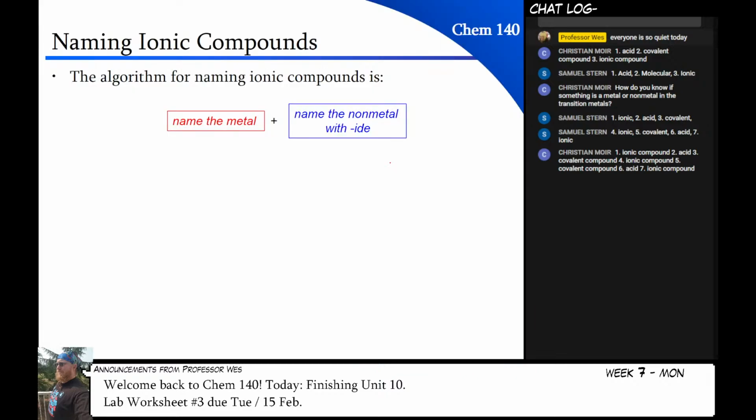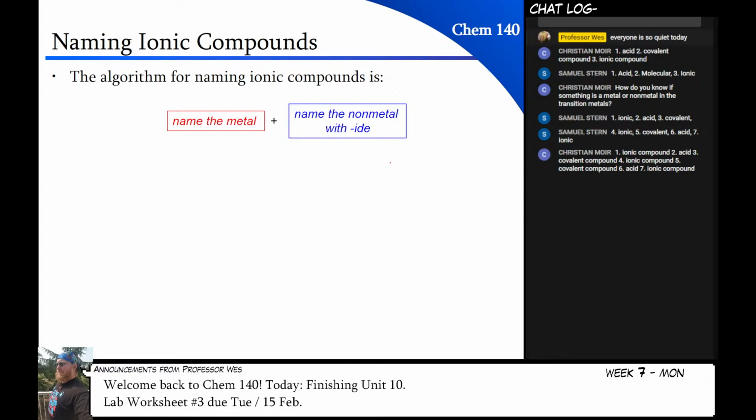All right. This is the rule for naming an ionic compound, and it looks a lot simpler than it is. It's deceptively simple, but once you understand the nuances, it is simple. You're going to drop names in the box and then do what the box tells you. So for name the metal, you just find whatever metal you are naming and drop it in the box.